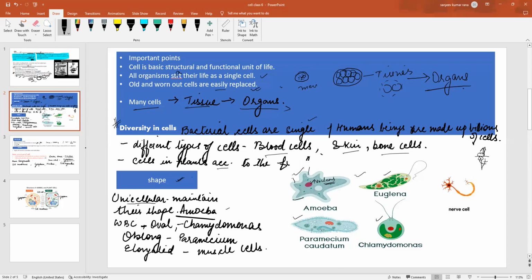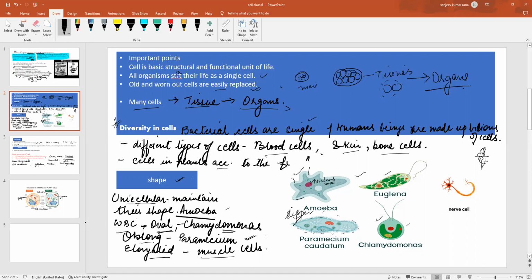Euglena, this is also single cellular. Paramecium, slipper like. इसका shape देखो अलग है. इसे slipper animalcule भी बोलते हैं हम. Chlamydomonas, which is present in the stomach of organisms, small insects. So WBC, why do they have amoeboid shape? WBC का amoeboid shape कैसे होगा, so that they can easily move. देखो particular shape होगा तो they might be difficult in moving through the nerves or the capillaries. So they are amoeboid like structure so that they can easily move from one place to another. Then oval shape is of Chlamydomonas. Oblong means somewhat oblong as well as slipper like, that is paramecium.